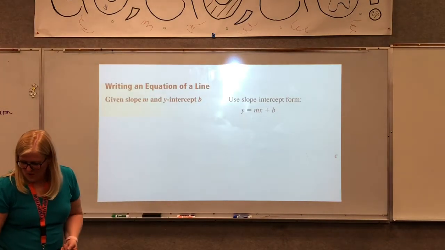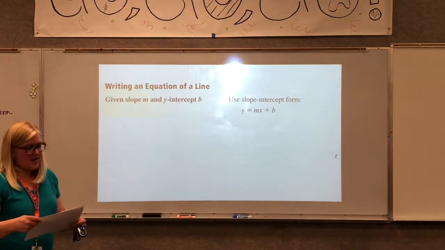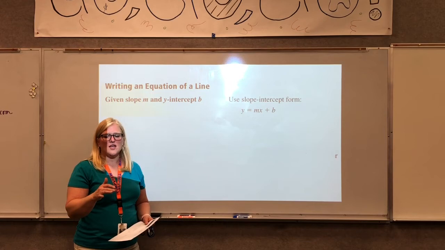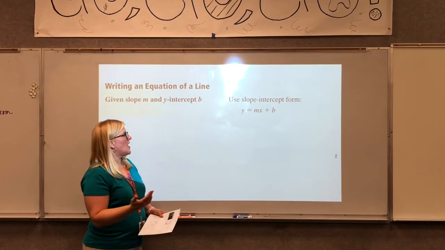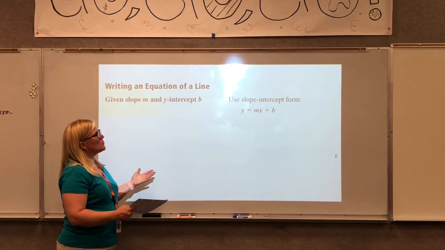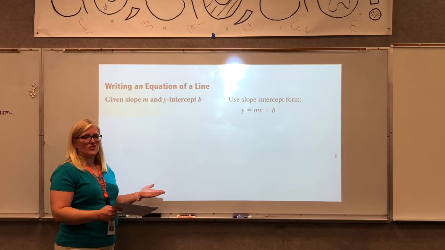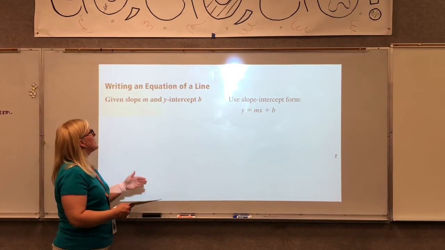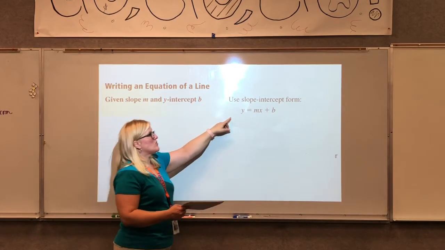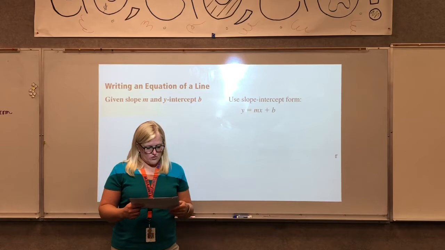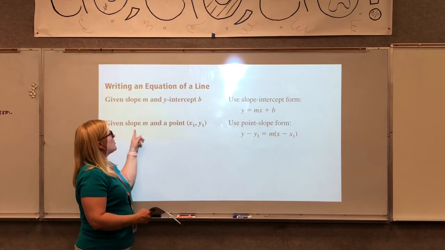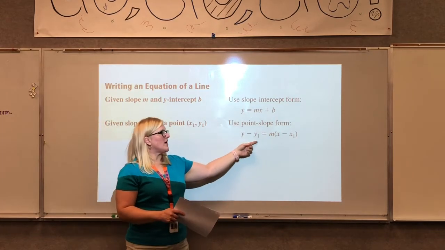Okay, so there are 3 different things that we're just going to briefly review. 2.3 is basically a review. First of all, they're asking you to write an equation for a line, given certain information. If you're given the slope and the y-intercept, b, then you use the slope-intercept form. You drop it in there pretty easily. The next thing is if you're given the slope and a point, then you use the point-slope form.